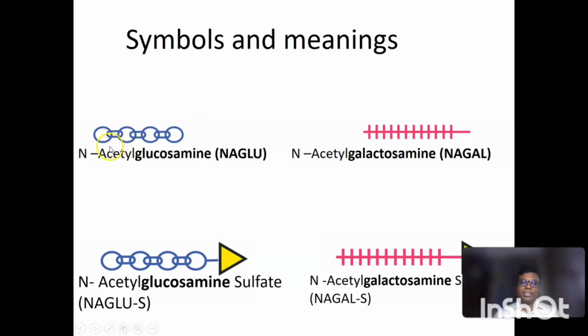For example, this blue chain represents N-acetyl glucosamine or NAGLU, and this blue chain with a yellow triangle represents N-acetyl glucosamine sulfate. We've used a yellow triangle for sulfate because sulfur powder is yellow. Similarly, this pink fence-like structure represents N-acetyl galactosamine, and the same structure with a yellow triangle represents N-acetyl galactosamine sulfate.